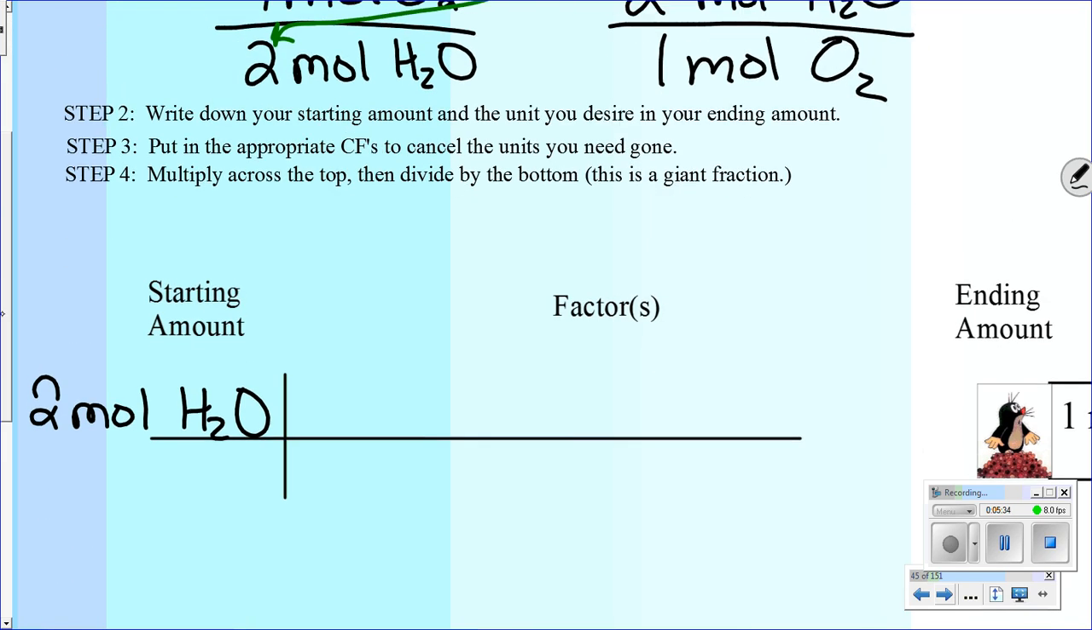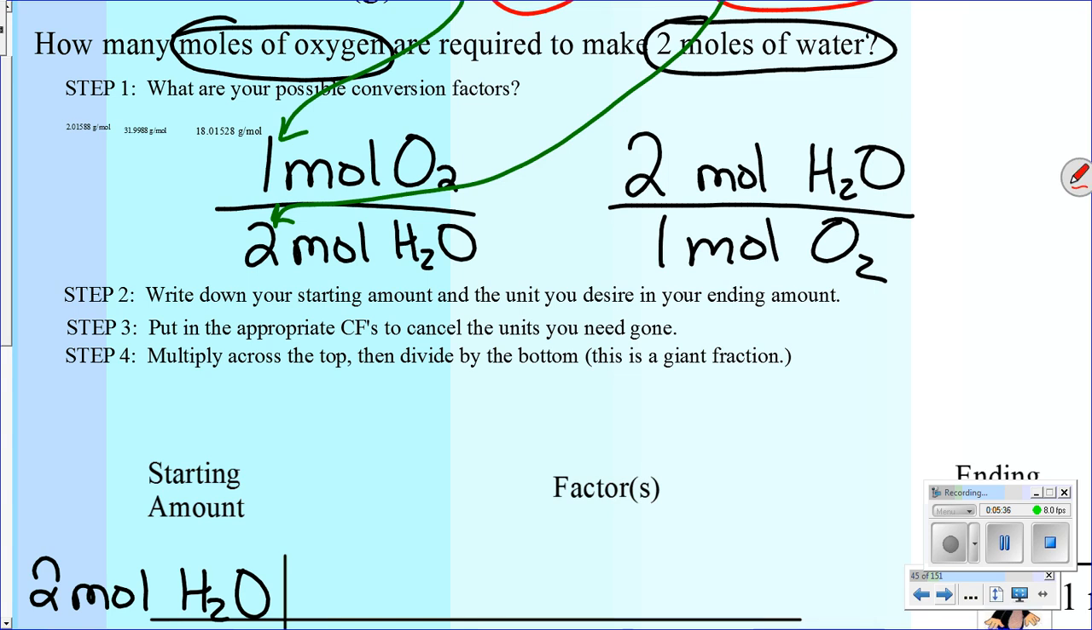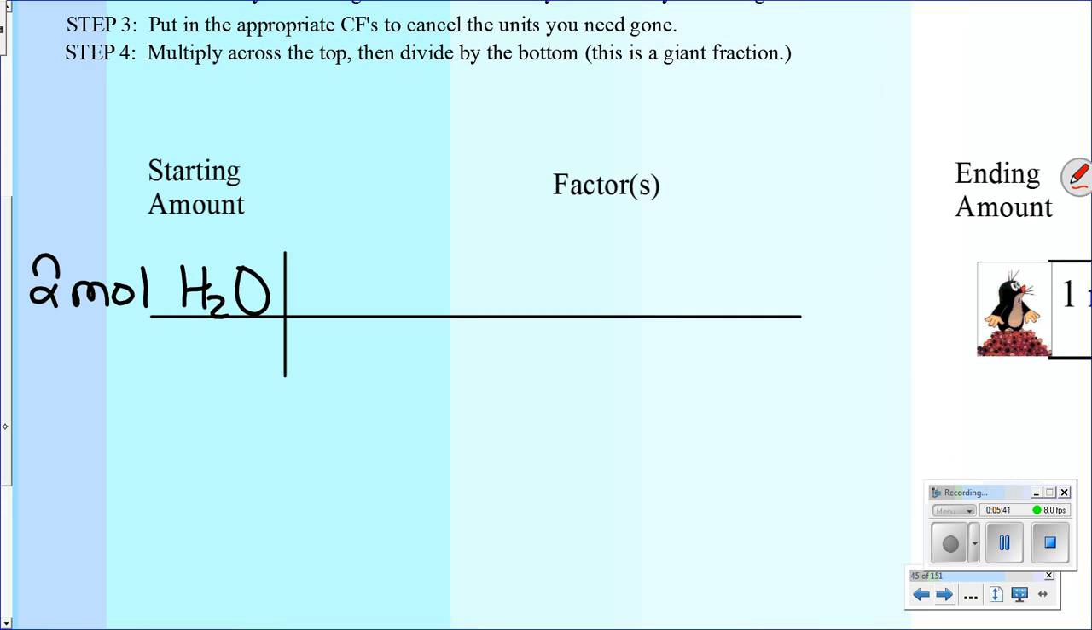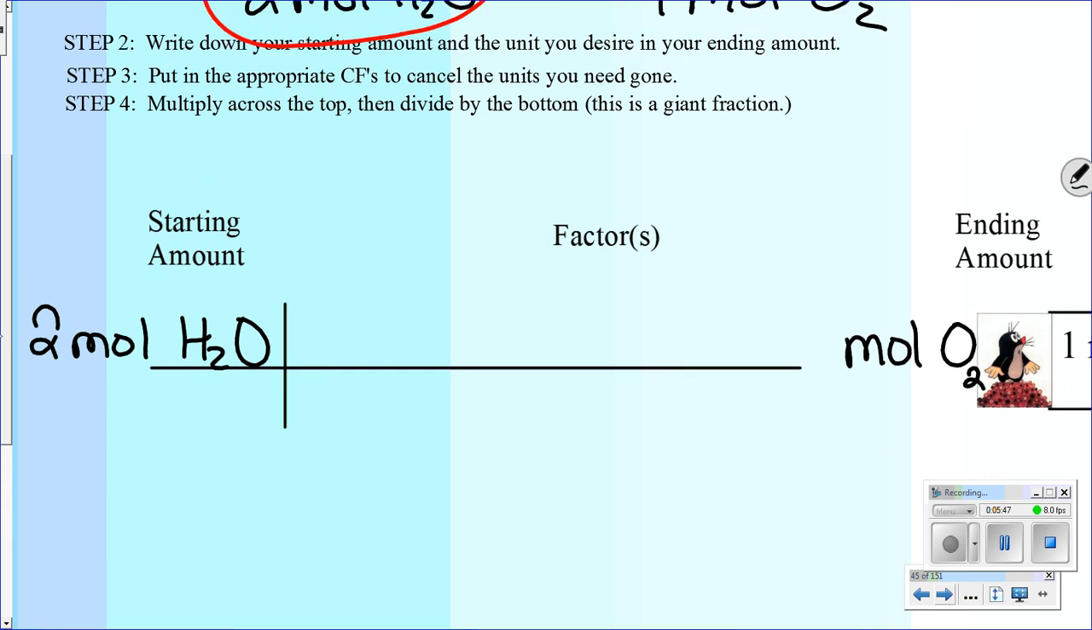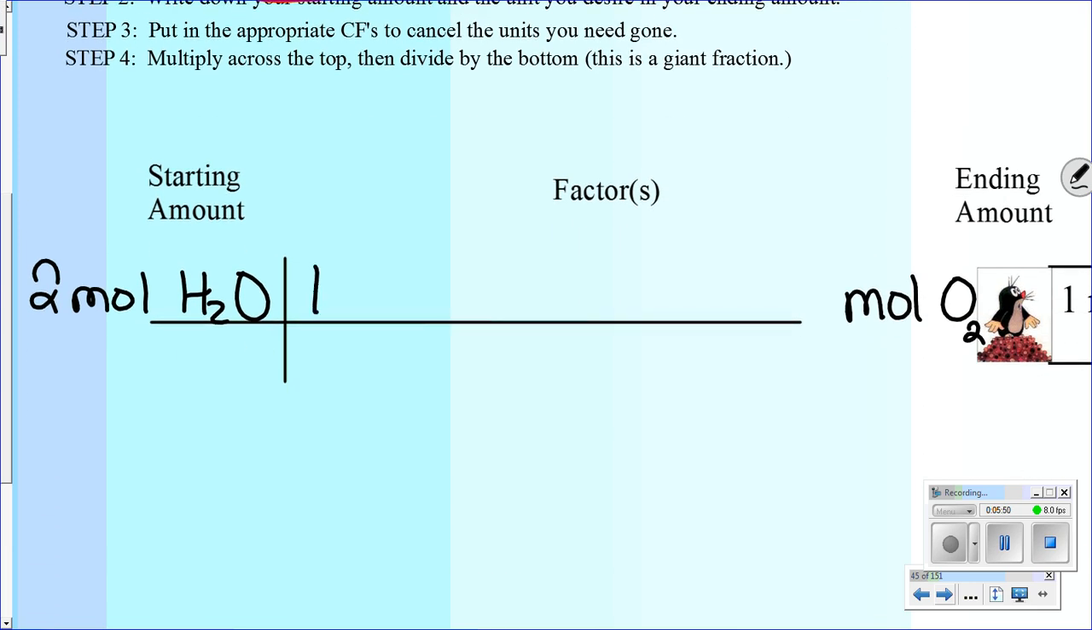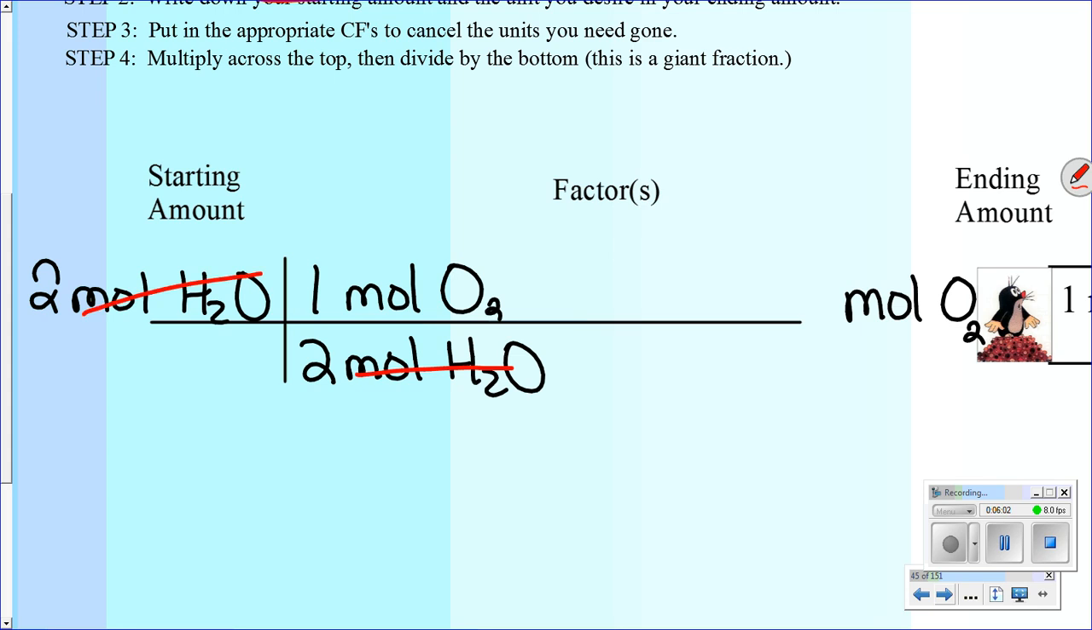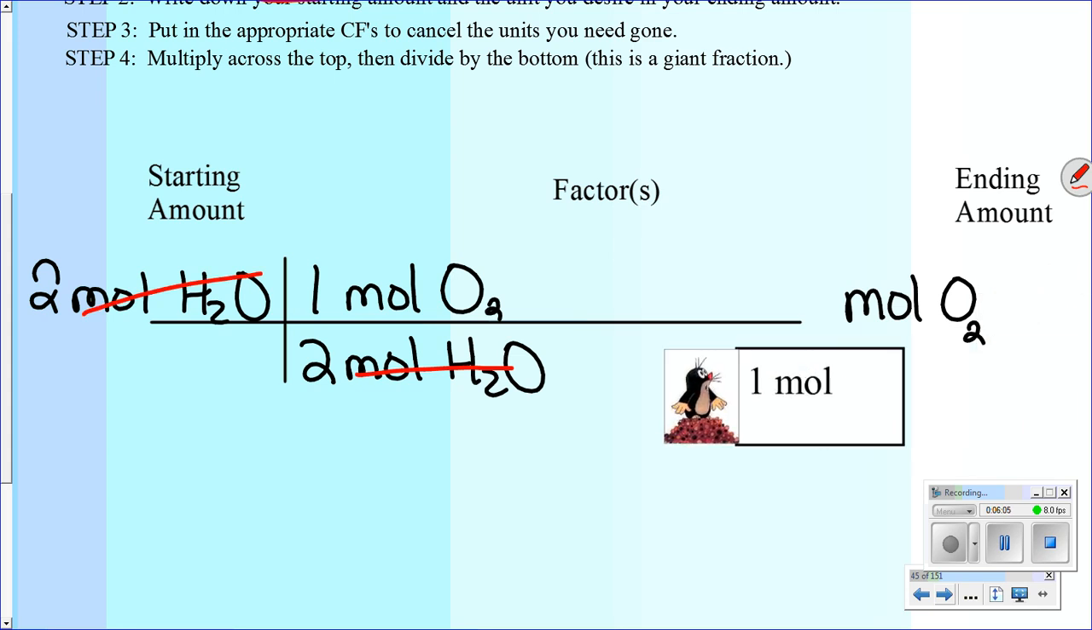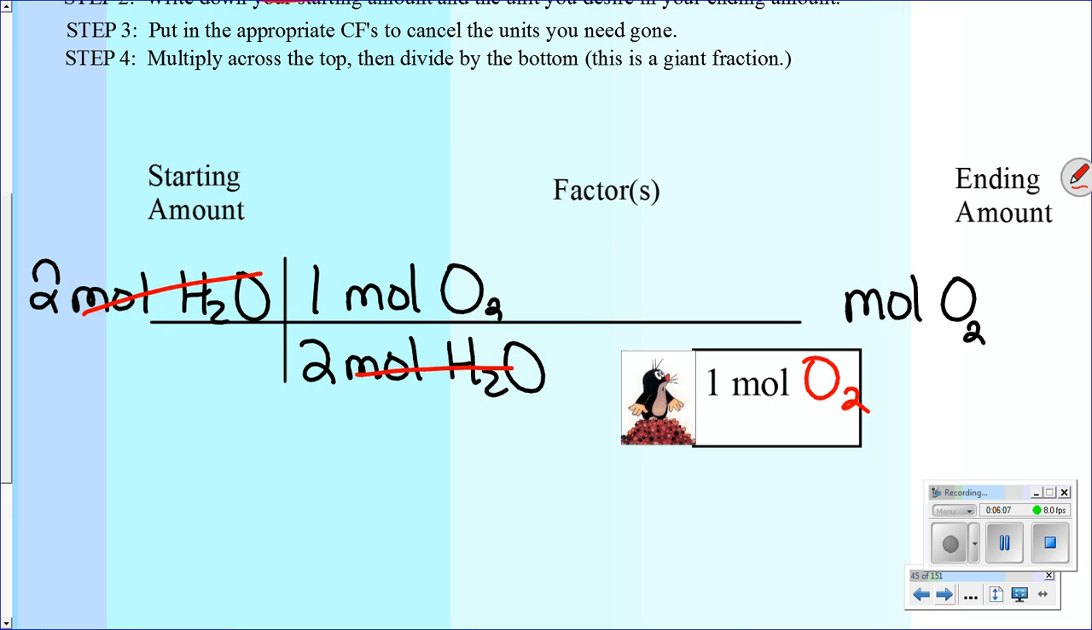Now, because I have moles of H2O on the bottom, I'm going to choose this as my conversion factor, because I want my answer to come out in moles of O2. So, I'm going to choose that conversion factor, and I've got 1 mole of O2 over 2 moles of H2O. It's going to cancel out my moles of H2O. Obviously, it's a pretty simple problem. We should have 1 mole of O2 that we need.